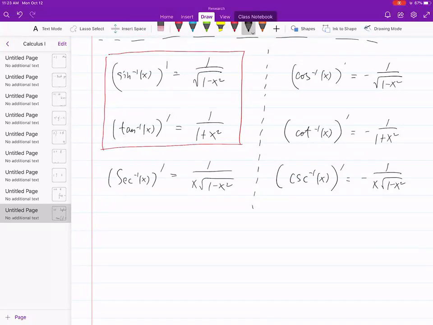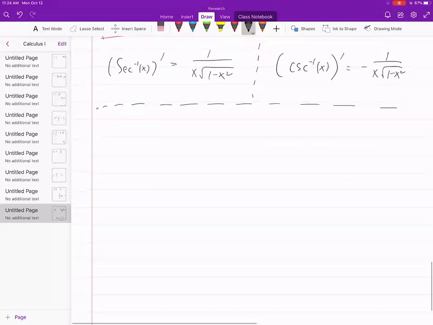All right. Any questions so far? If no question, every single formula we need for derivatives is done.